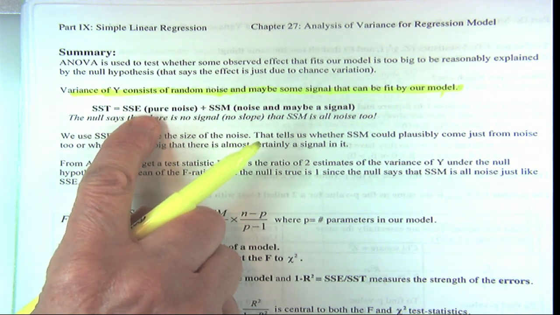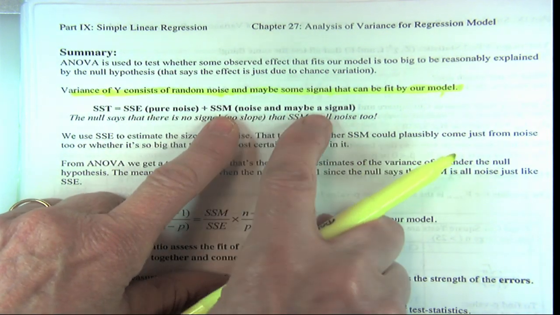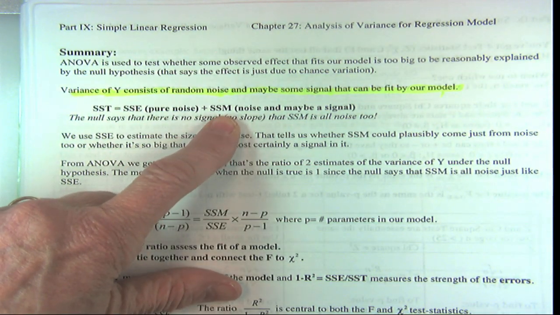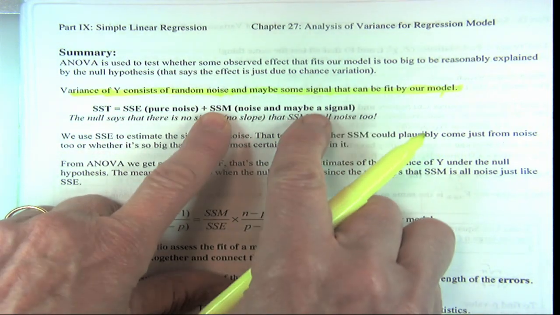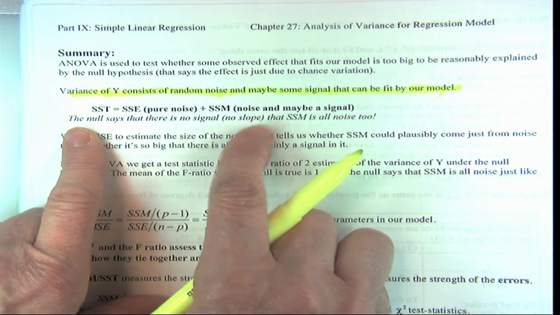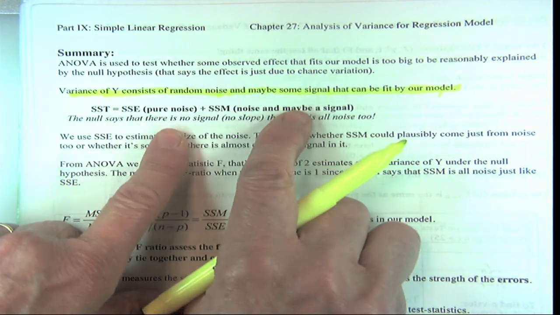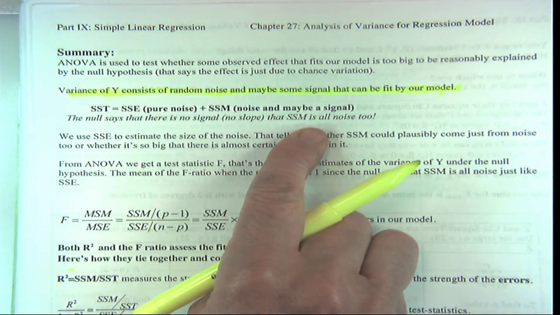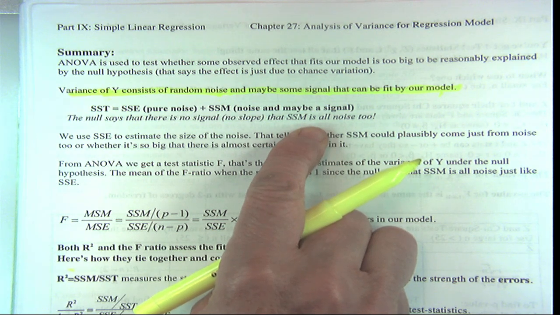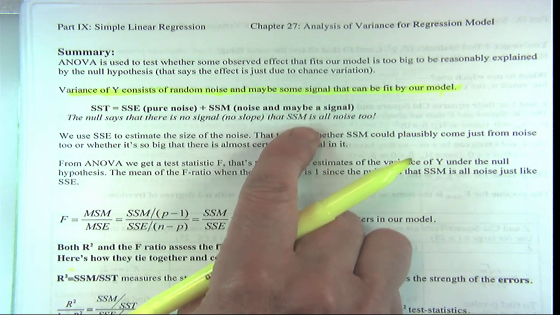The part that's pure noise, just pure error, and the part that is noise and maybe has a signal in it. Maybe the null says that this is all noise too. The null says that there's no signal, no slope, and this is all noise too, that they're both noise. So when we look at their ratios, adjusted by their degrees of freedom, we're just going to get 1 when the null's true. We'll expect to get 1 because the null says this model doesn't have anything in it.